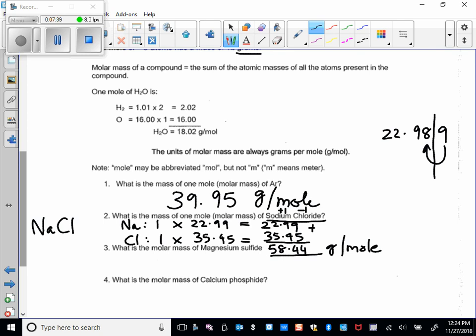Can someone give me the formula of magnesium sulfide? Anybody who has done it? MgS, very good, because magnesium was a +2 and sulfur was a -2. Did they cancel each other? Did you get that? Okay, so magnesium sulfide has how many magnesium atoms and how many sulfur atoms? 1 magnesium and 1 sulfur, right? What is my next step?